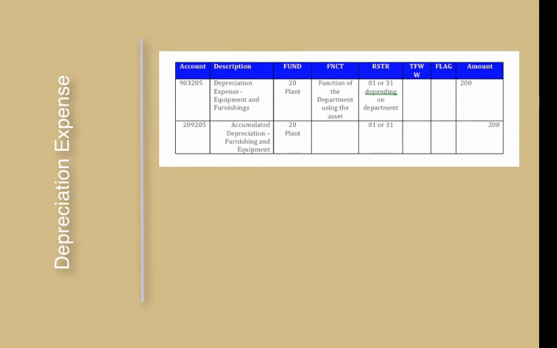The debit would be to account 903205, which is the depreciation expense for equipment and furnishings. And the analysis that we need is Fund 20. We need a function of whatever department is using the asset, and the restriction would be 01 or 31 depending on the identity of the department. The credit side of the entry would go to account 209205, which is the accumulated depreciation, furnishings, and equipment account, with an analysis of Fund 20 and a restriction of 01 or 31. And that is the entry for depreciation.